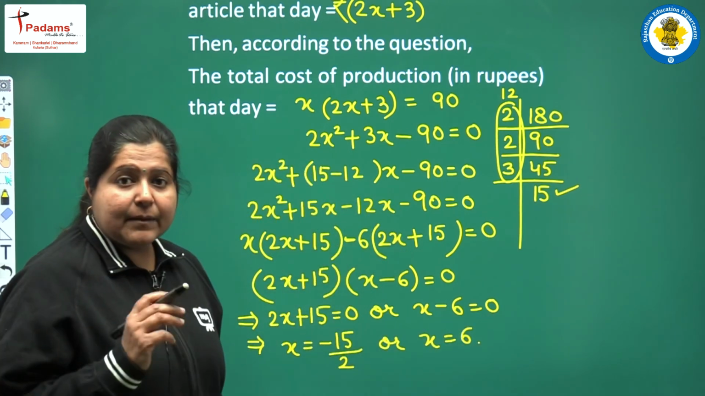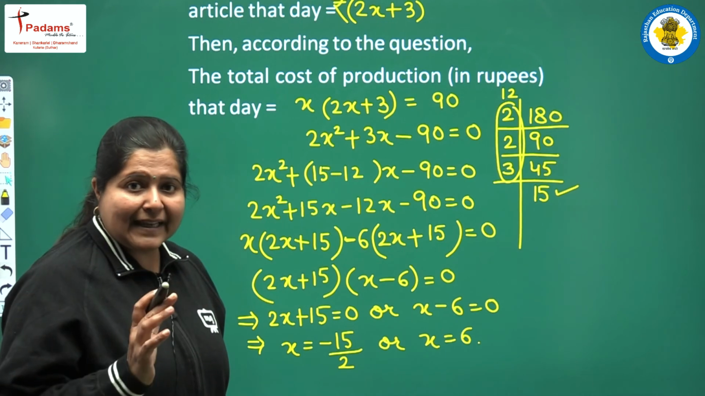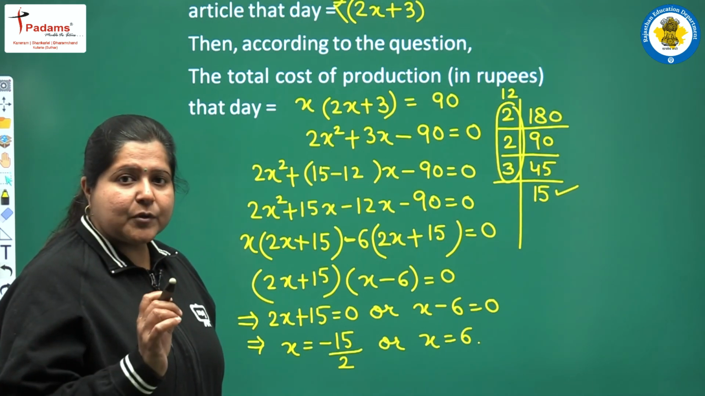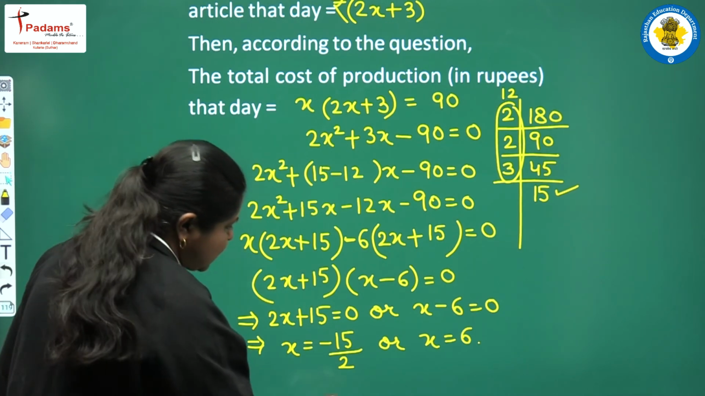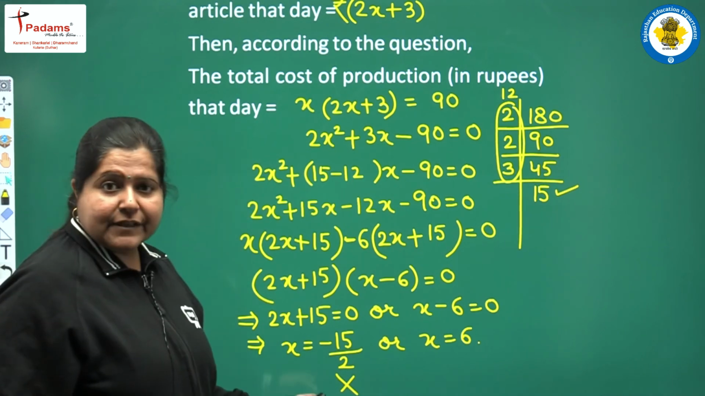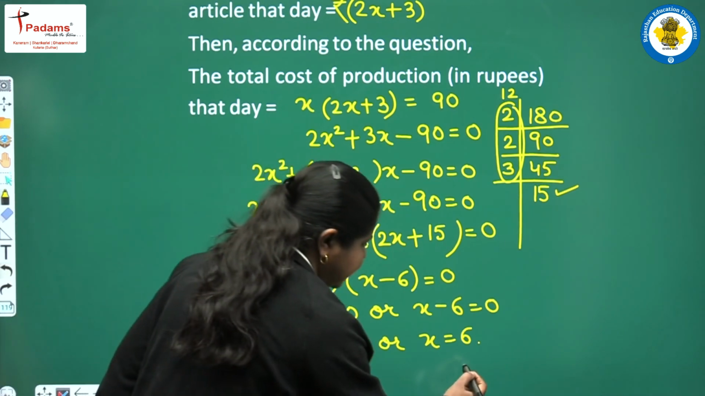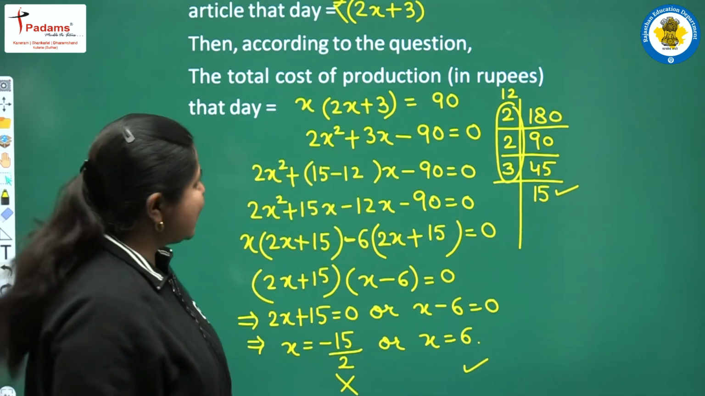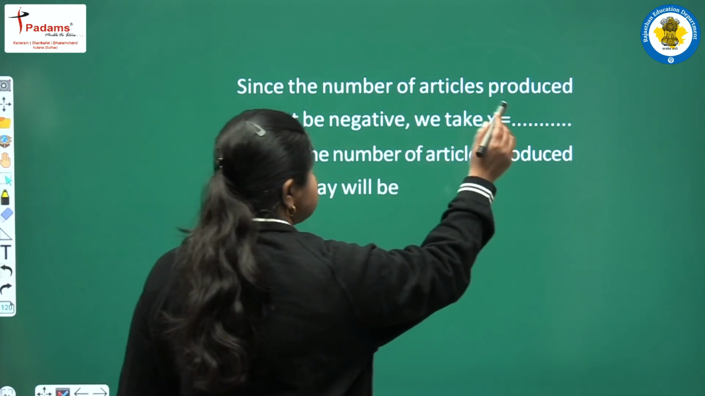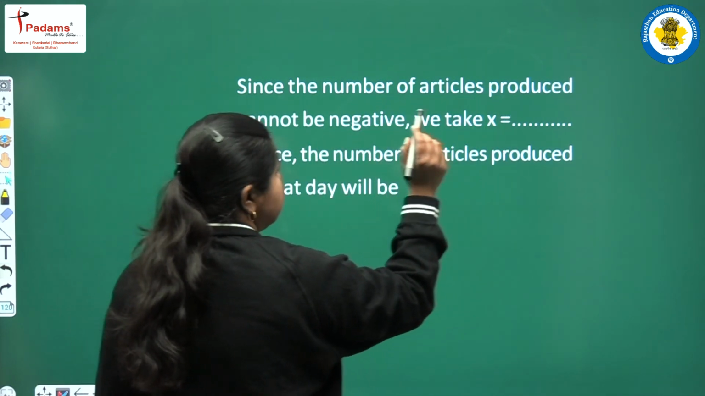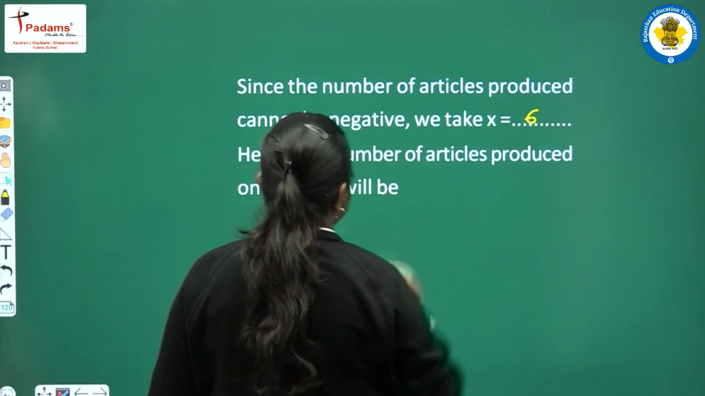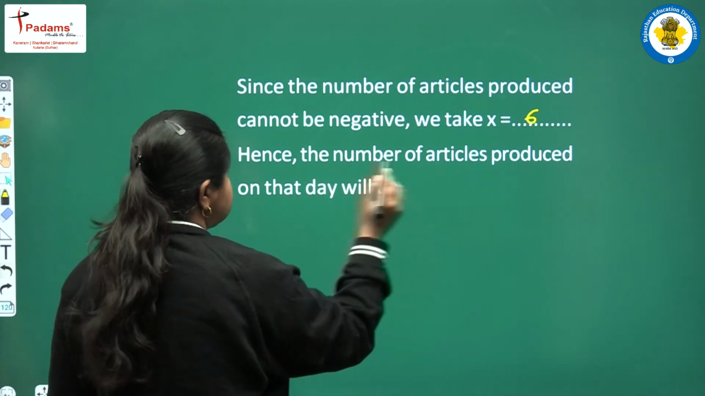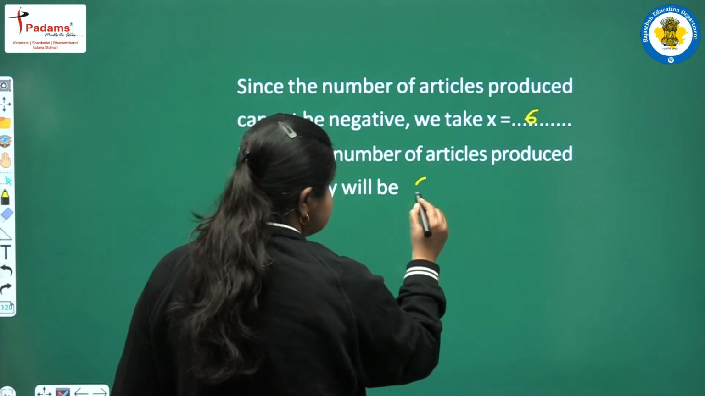Now x is the number of articles produced on that day and the number of articles produced cannot be negative. So we can easily discard this negative value. And so we can say that the value of x is 6. We can write here, since the number of articles produced cannot be negative, we take x equal to 6. Hence, the number of articles produced on that day will be 6.